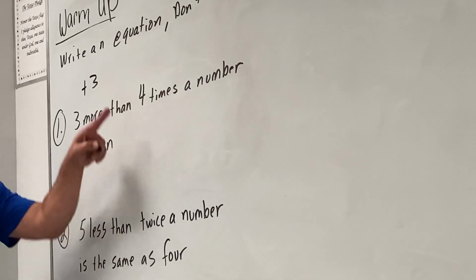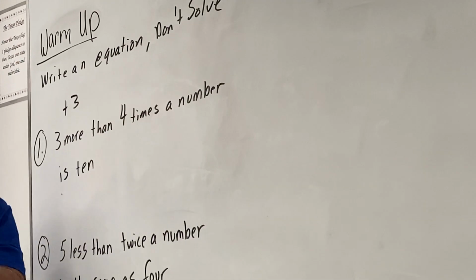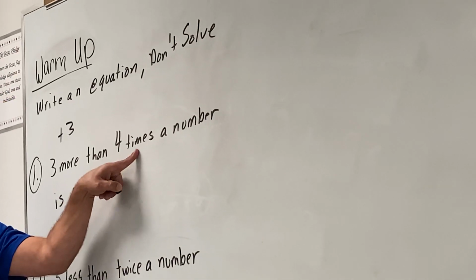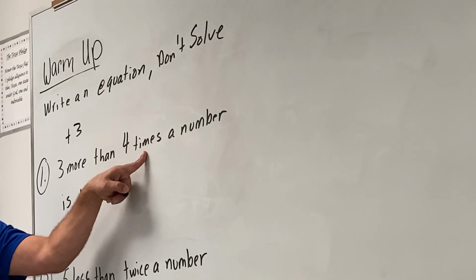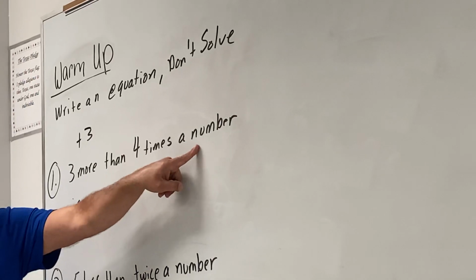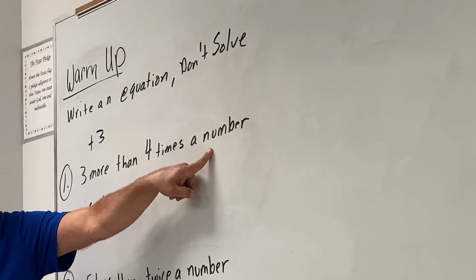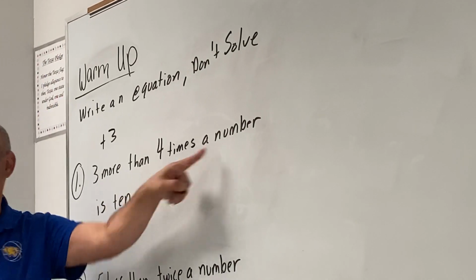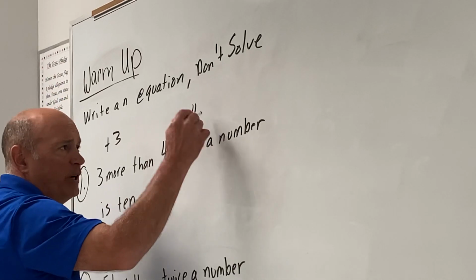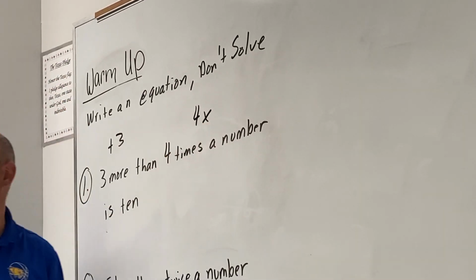Let's keep going. 4 times a number. What does times mean? Times, we're multiplying. Do we know what number they want me to use? No. So what do we use? We use an x in math. So we're going to put 4 times x. Are you with me? Yes.